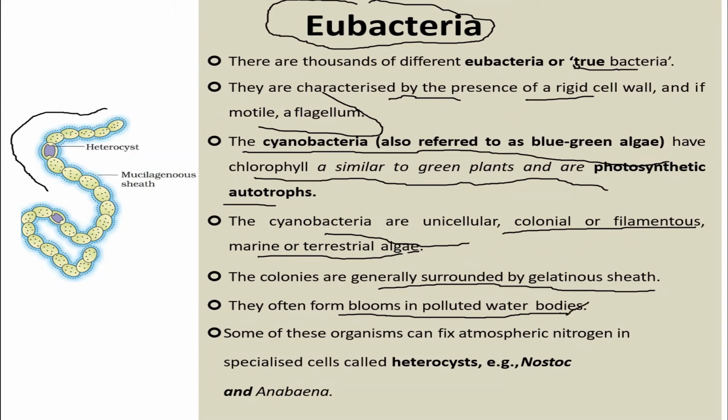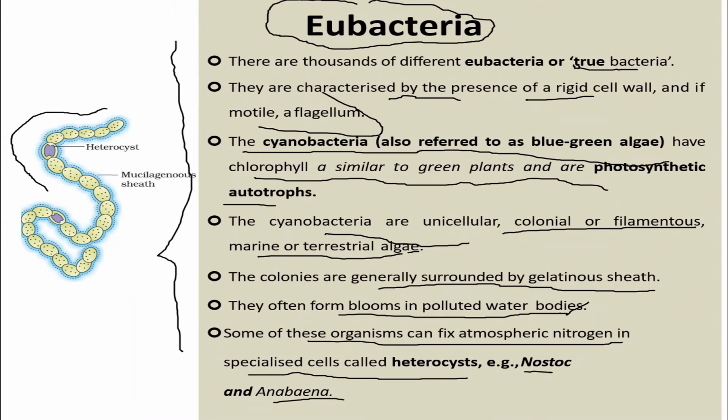So it also leads to eutrophication, which causes depletion of oxygen in lakes and ponds. So these are some of the bacteria or cyanobacteria that are the essential causes of eutrophication. Also, some of the organisms can fix atmospheric nitrogen in specialized cells called heterocysts, which can be Nostoc and Anabaena. So these are some of the examples that you may like to remember of eubacteria. And some of these functions are very important for knowing eubacteria.